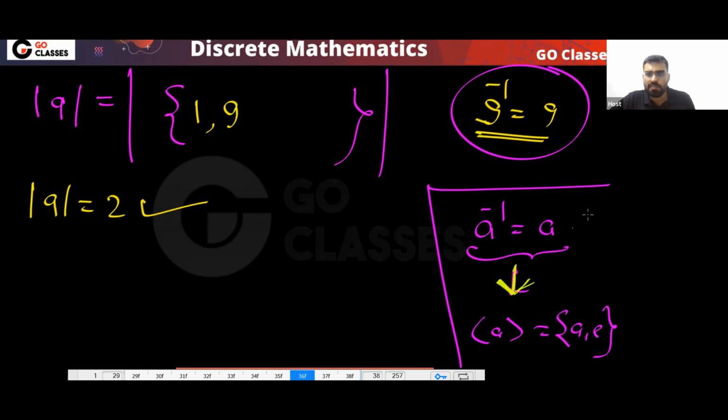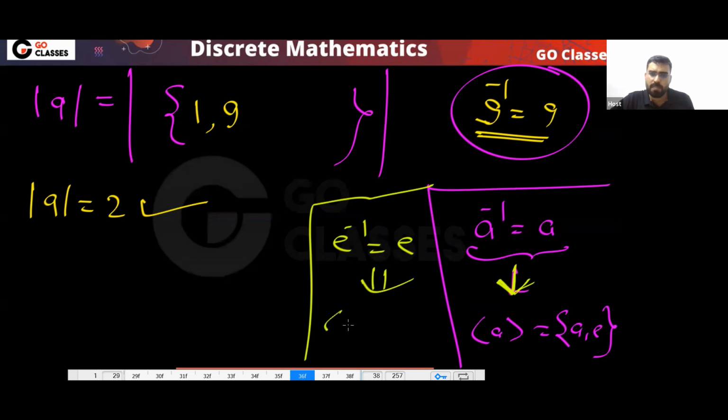But remember, A is not equal to E; if A is equal to E, then what will happen? If you have E inverse equal to E, you already know E inverse is always equal to E. So this will be E only for the identity element. So take care. Don't say exactly 2.